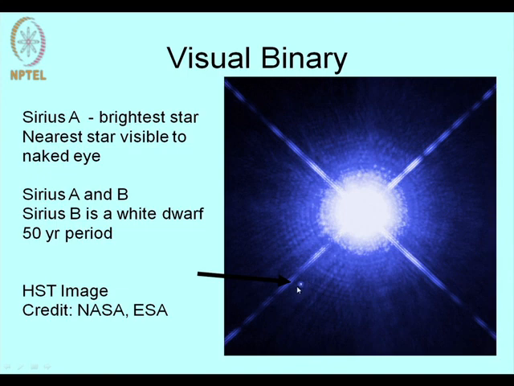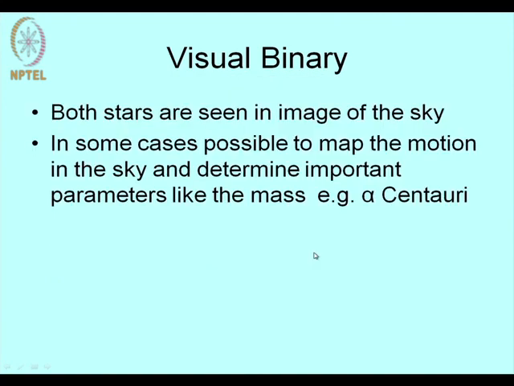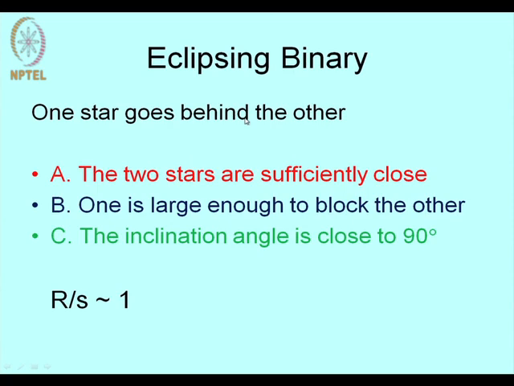So, this is the first type of binary, the visual binary. Let me repeat again, both stars are seen in images of the sky, and in some cases it is possible to map the motion in the sky and determine important parameters like the mass. An example is Alpha Centauri. Let me now move on to the next kind of binary system, which is an eclipsing binary.